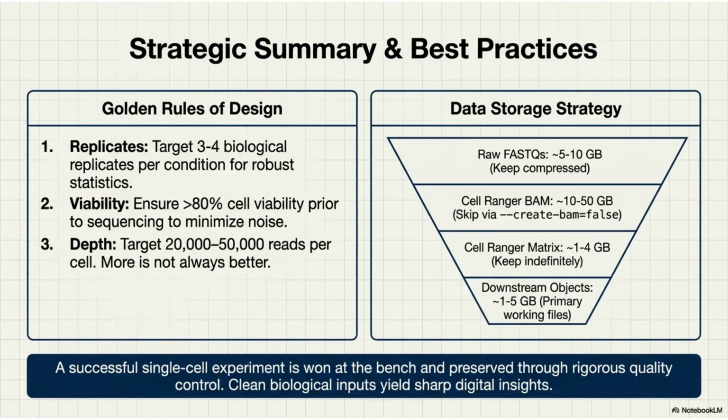In summary, success is won at the bench and preserved through rigorous quality control. The golden rules of design include targeting biological replicates, ensuring high cell viability, and achieving adequate sequencing depth. A smart data storage strategy involves skipping the large BAM files to minimize archiving needs.